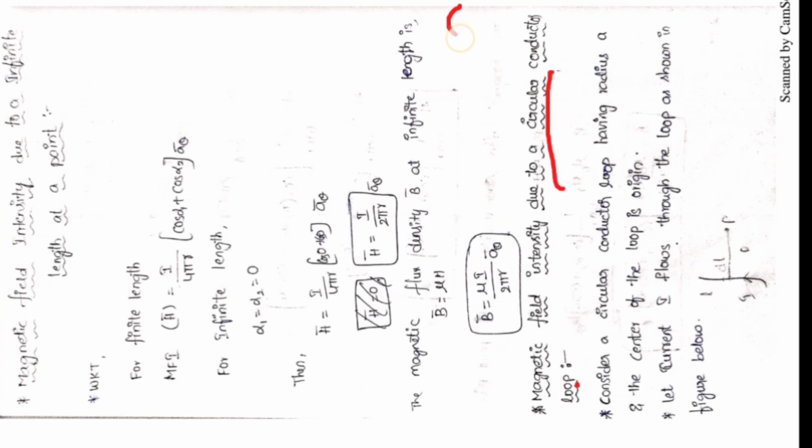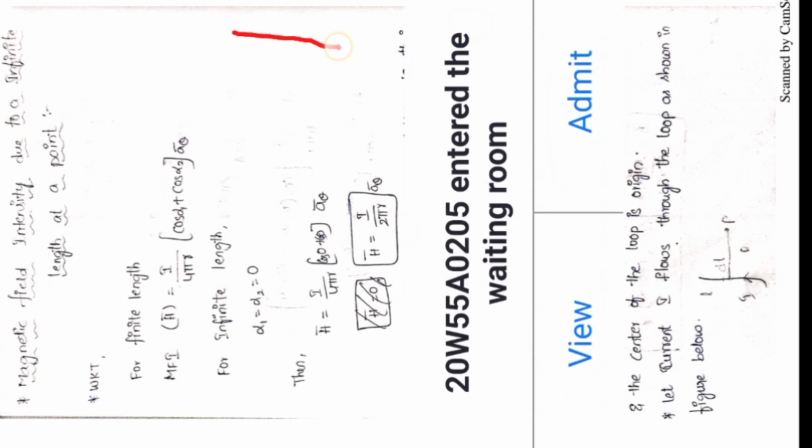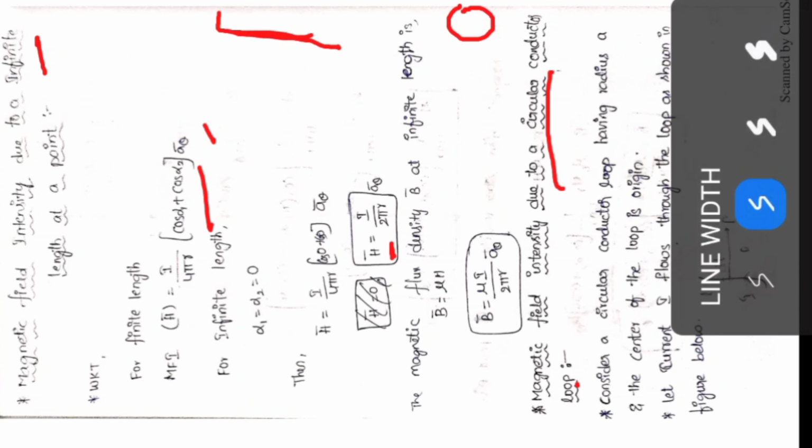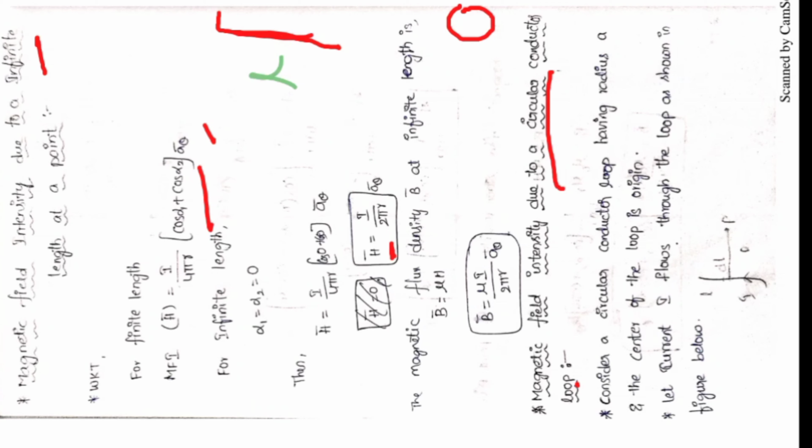Suppose the conductor has infinite length, as we discussed previously. What is the magnetic field intensity? H bar equal to I by 2 pi r. For finite length, H equal to I by 4 pi r into cos alpha 1 plus cos alpha 2 a theta. This we discussed previously, if the conductor has length L, then at a point P what is the magnetic field intensity.